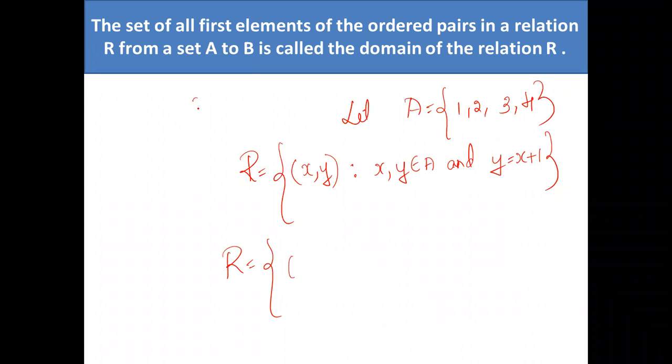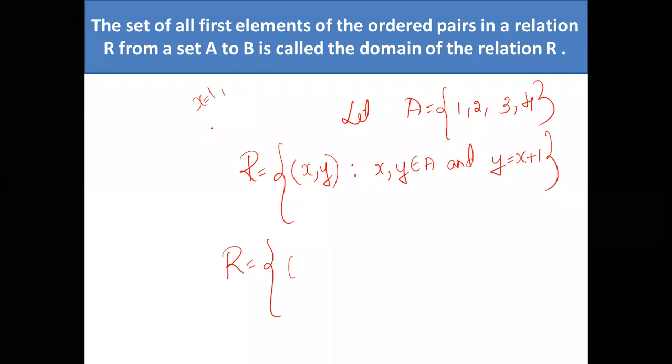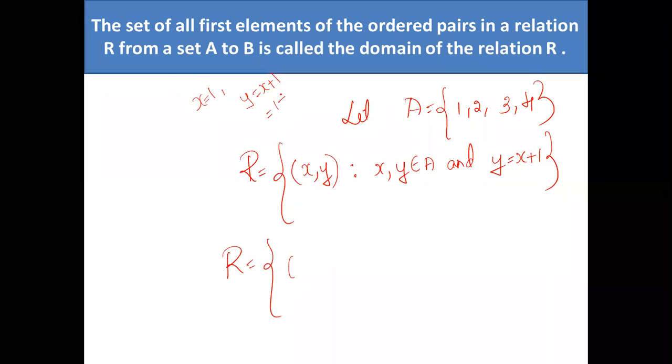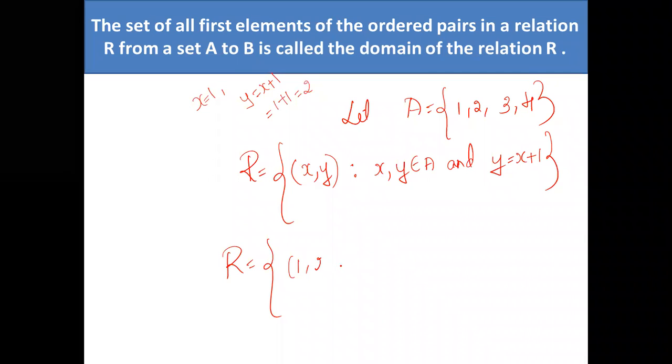So if you take x is equal to 1, okay, x is equal to 1, the relation between x and y is y is equal to x plus 1. Now when you take x is equal to 1, what happens to y? y becomes 2, correct? So what is your first ordered pair? (1, 2). Okay, (1, 2).